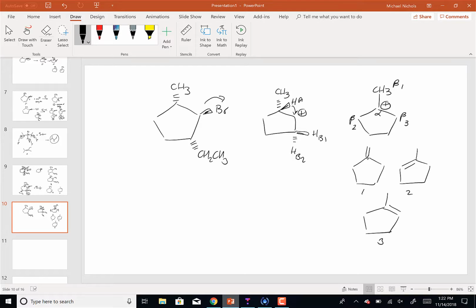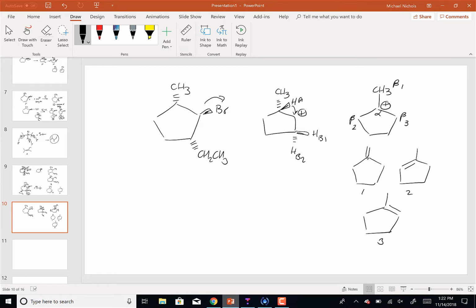Why am I calling out products 2 and 3? Because they're the same product. Products 2 and 3, bless you, are both 1-methylcyclopentene. So they're the same product. So really it's a choice between 1 and 2.